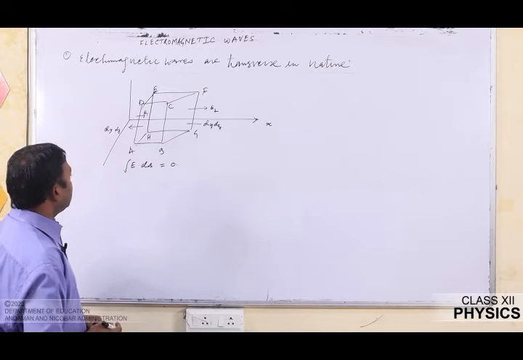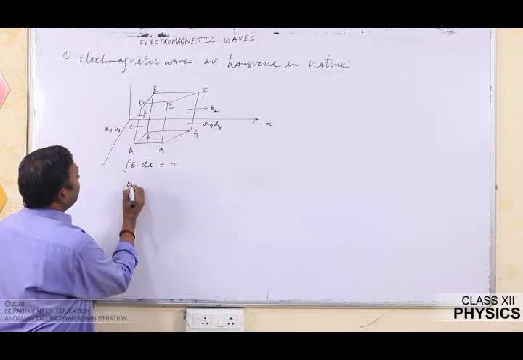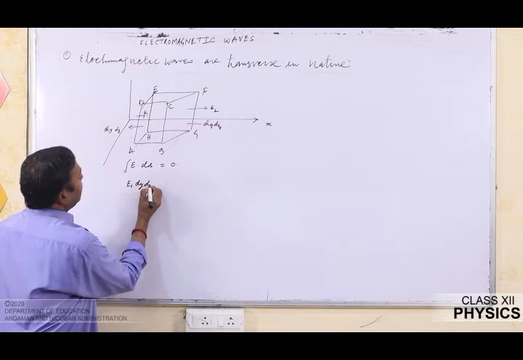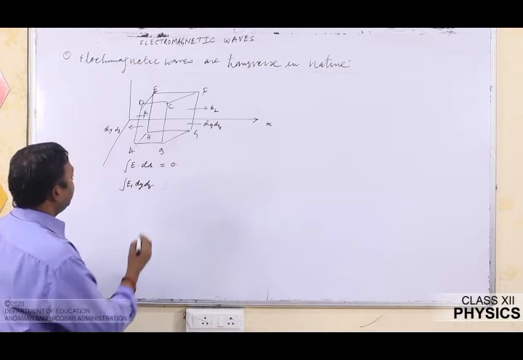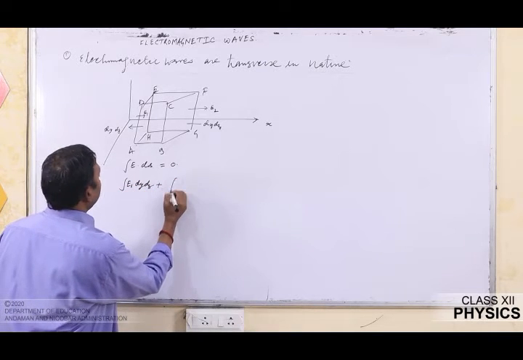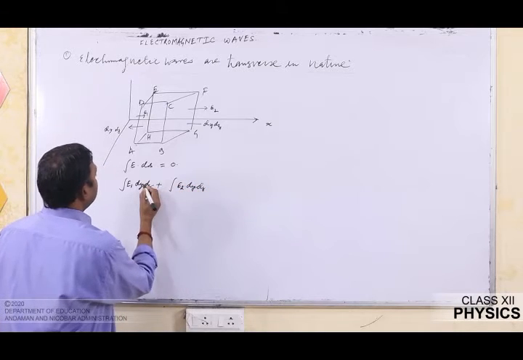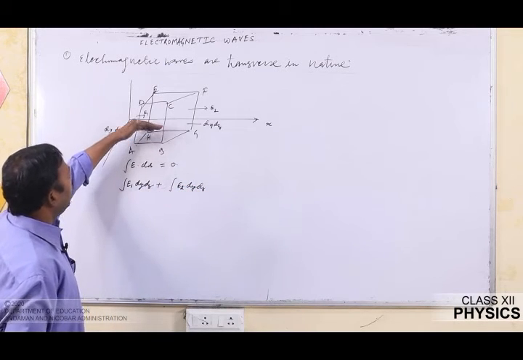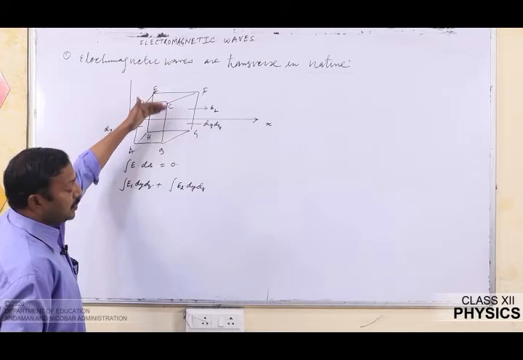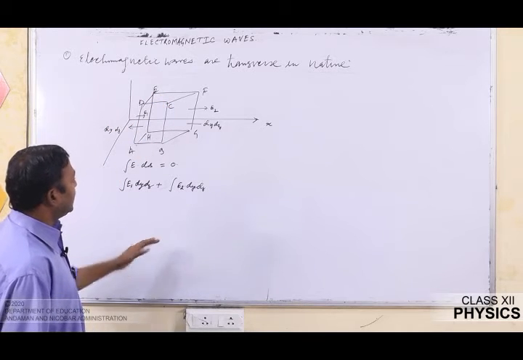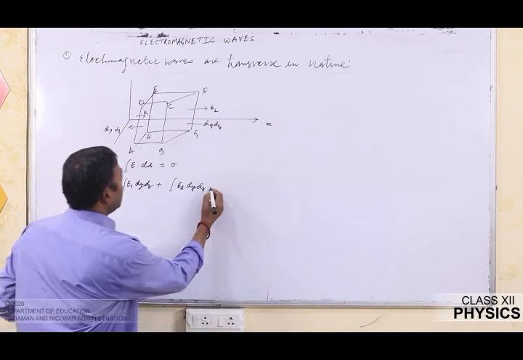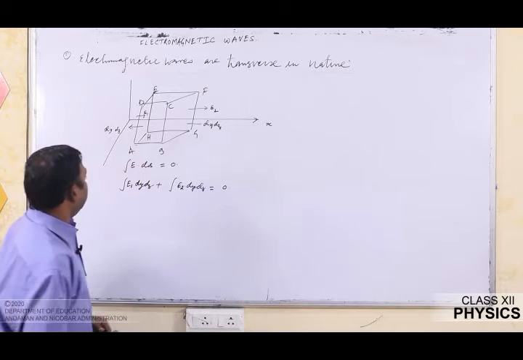For all the places, we can have E1 dy dz for the first surface, and for the second surface you have E2 dy dz. Similarly, for the remaining two faces, that is forward as well as backward, upward and downward, we will get the resultant equal to 0. So, the sum of these two will be equal to 0.